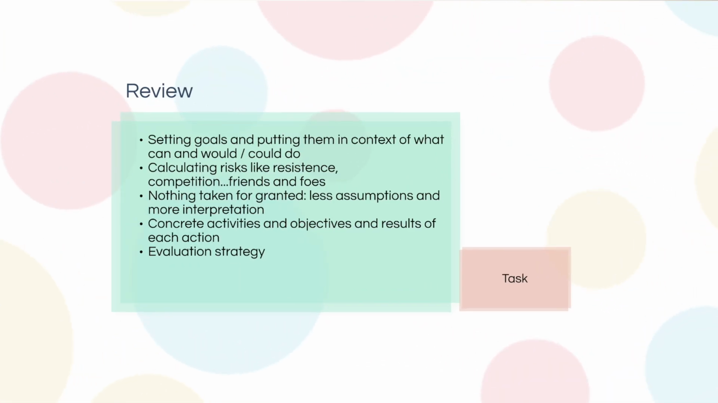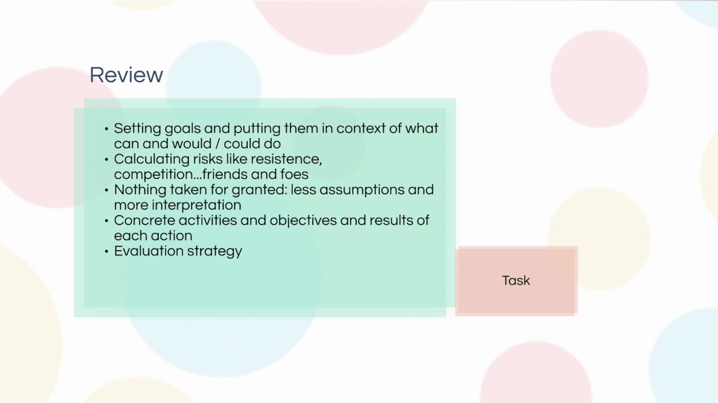A review of this lesson. We spoke of implementing change and therefore about setting goals and putting them in context, and what can and would be done in the context. When you are understanding your milieu, your context, you are calculating risks like resistance, competition, friends, enemies. We looked at nothing taken for granted: fewer assumptions of what people think, of what people have going on in their minds, and more interpretation, more understanding. We looked at concrete activities and how they are planned, and the objectives and results using a logic framework or also a lean canvas. The lean canvas and the logic framework are an opportunity to build an evaluation strategy, because when you are thinking of results and outcomes of an activity, you are already setting yourself thresholds of what you should be achieving, and therefore you can measure the success or not.